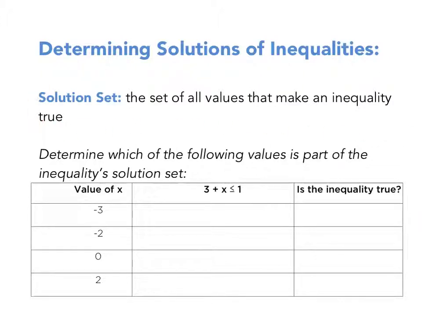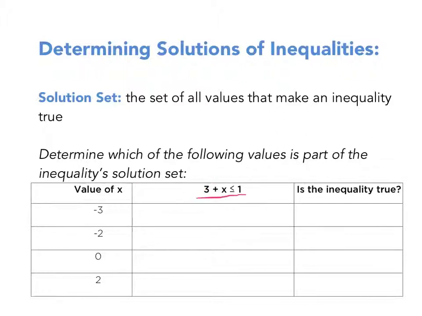So first, another definition you need to get down is a solution set. And what a solution set is, it's the set of all values that make an inequality true. So inequalities and equations differ in the fact that in equations, there's usually only one value that makes the equation true. In inequalities, there's a range of values that can make the inequality true. So instead of one solution, we have what's called a solution set. In order to determine what values are part of the solution set, we can plug them in and see if the inequality is true.